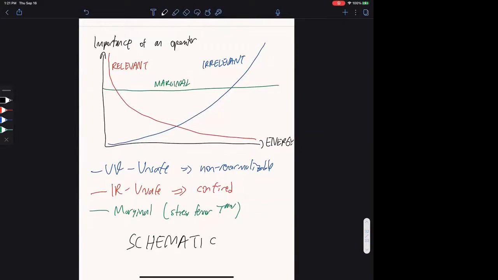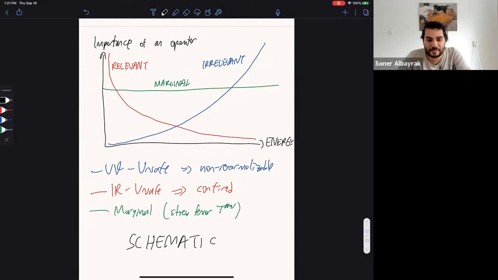Would you be able to create such a toy model with only marginal operators? Yeah, the thing about this is, I taught this yesterday at the very end, but I will repeat it today. The scaling dimensions are supposed to get contributions from other operators in the theory.